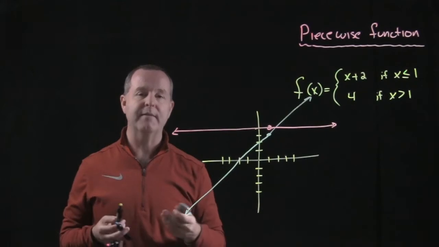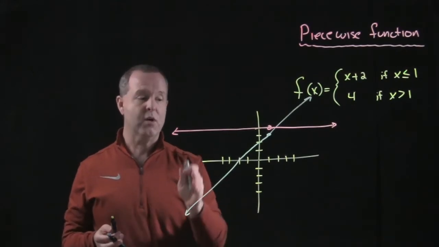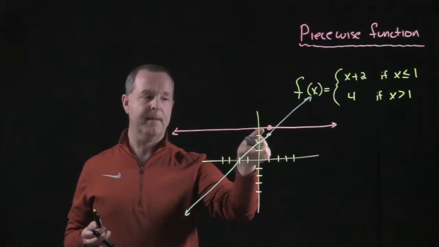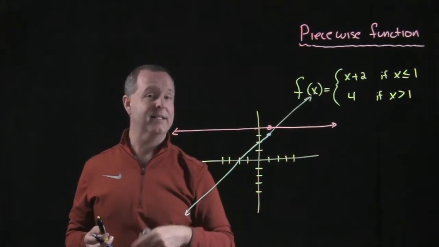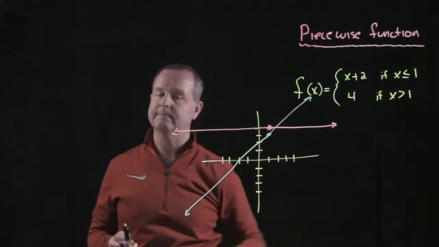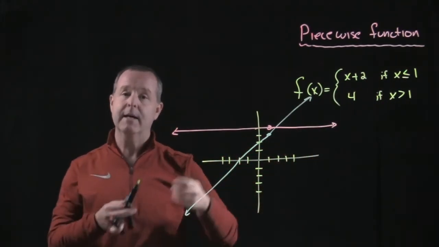So as you're looking at piecewise functions, just be careful that you are graphing what's in your domain. This red line right here to the left of 1, that's not part of the domain of that graph. And likewise, all values greater than 1 are also not part of the domain of that graph.